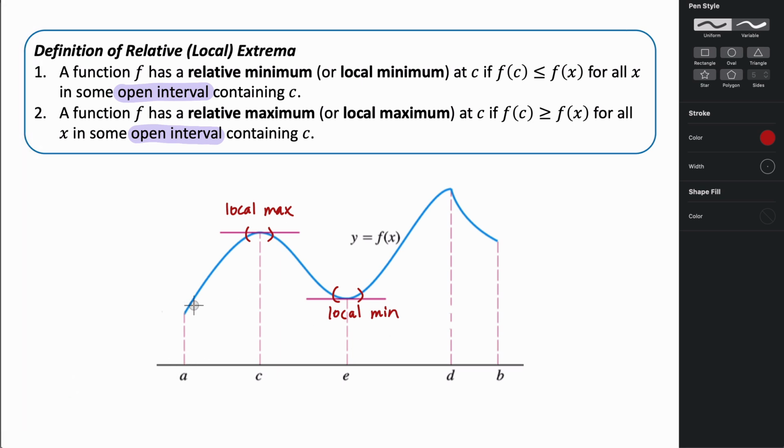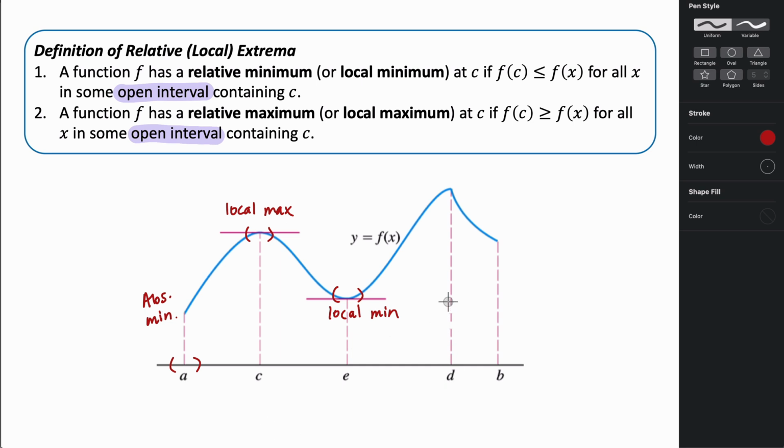Here at A, A is lower than all of the points immediately surrounding it that are defined, but because it's not defined over here on the left-hand side, this is not going to be a local minimum. However, this point is the lowest point on our entire curve from A to B. Because it's the lowest point on our curve, this actually represents our absolute minimum, the lowest point overall on our entire curve.